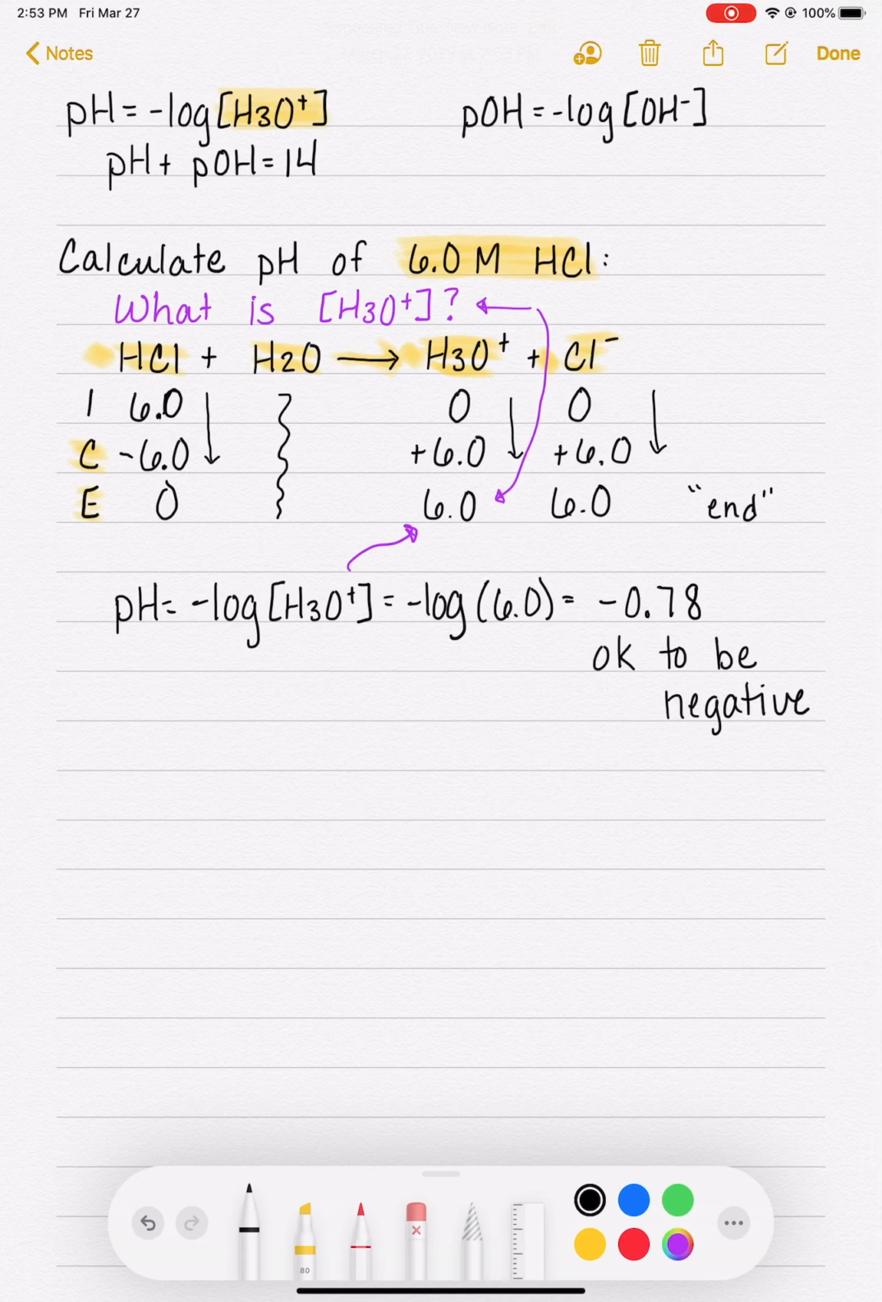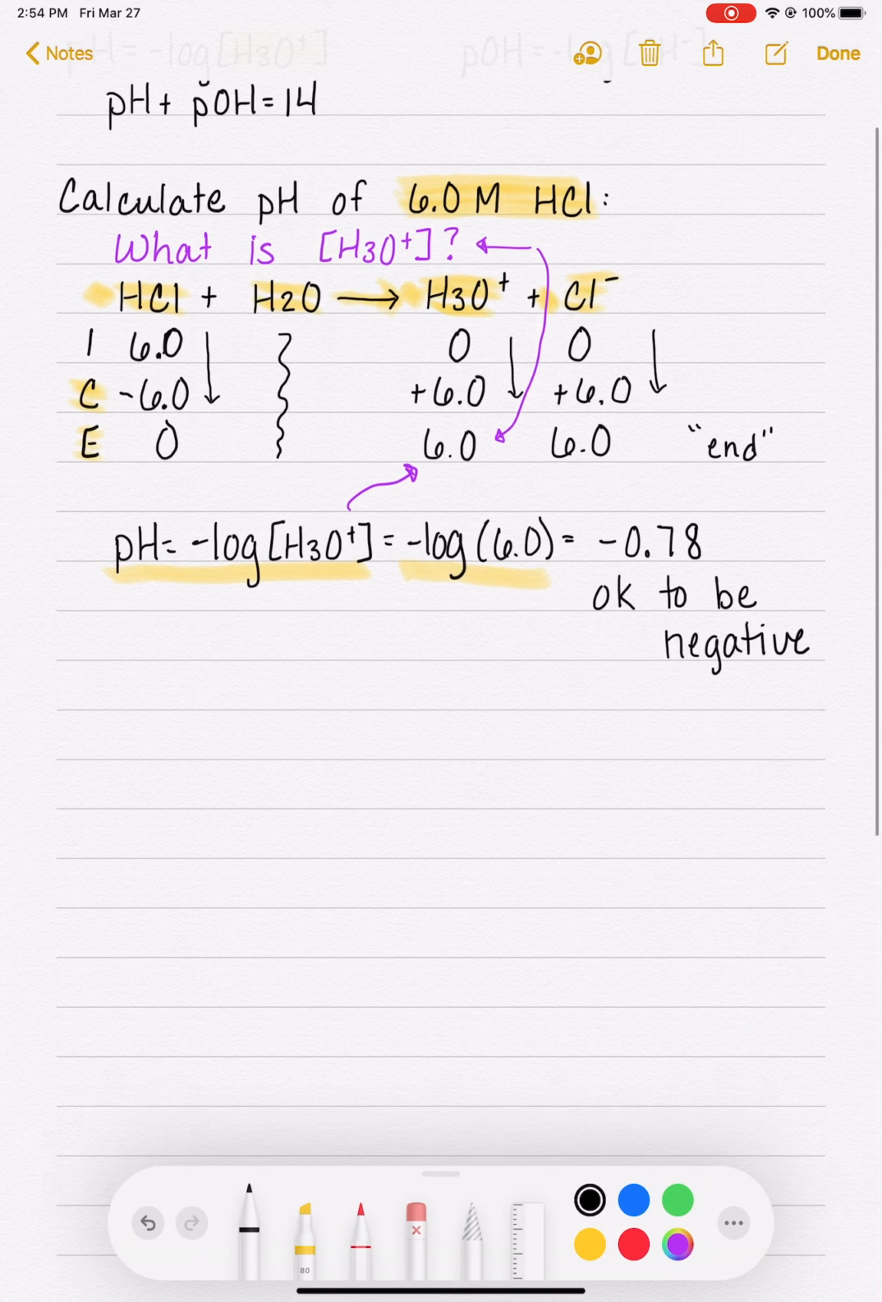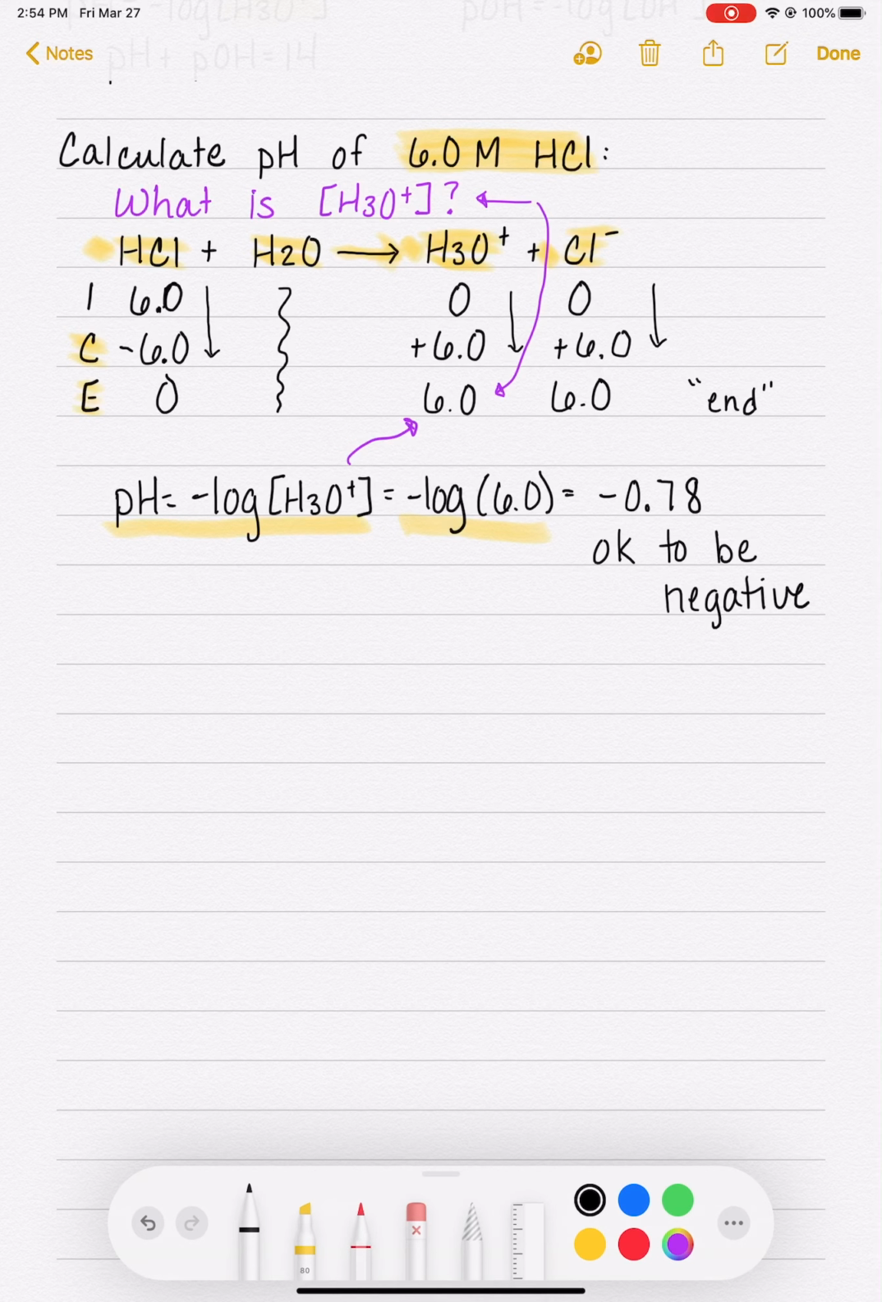You may have noticed that the ICE table is kind of unnecessary to do this calculation. All that we had to do was plug the molarity of the HCl into our pH equation. The ICE table, like I said, is kind of an unnecessary step. It's a tedious step. And that's okay if somebody asks you to do a calculation like this. Let's try another one.